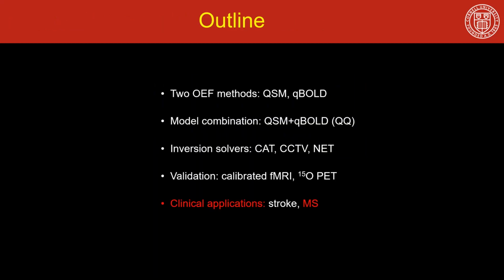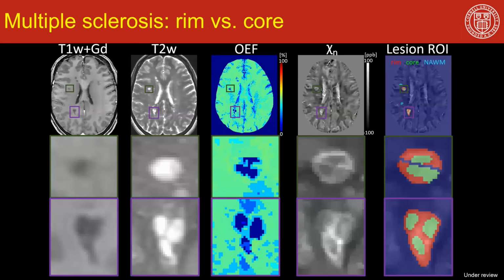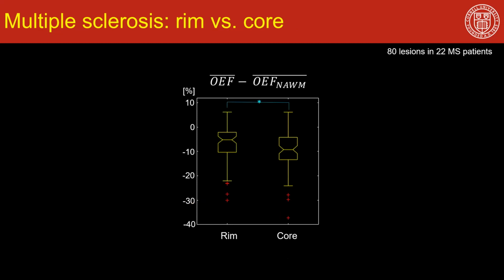In multiple sclerosis patients, the rim, the QSM hyperintense area in the lesion, shows higher OEF than the core, which can also be seen in this box plot in 80 lesions. This may be related to active inflammation by iron-containing microglia and macrophages in the rim.